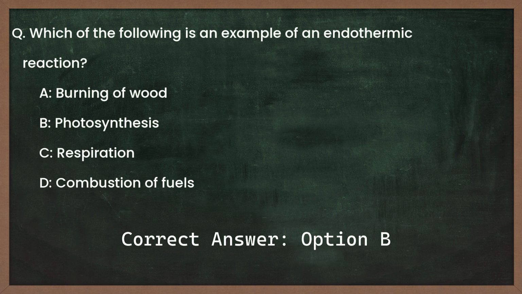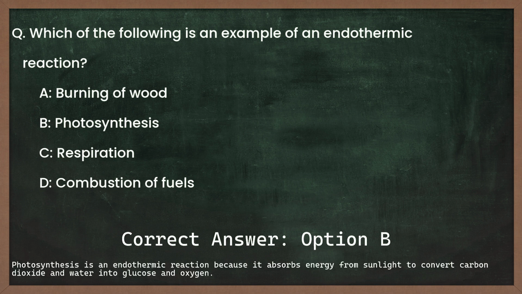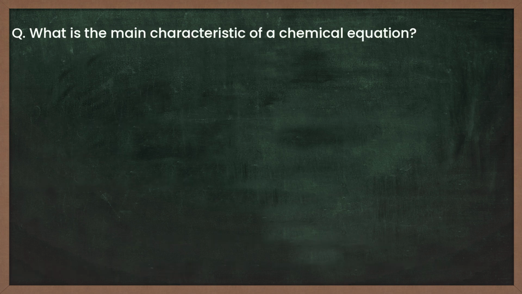The correct answer is option B, which is photosynthesis. Photosynthesis is an endothermic reaction because it absorbs energy from sunlight to convert carbon dioxide and water into glucose and oxygen.